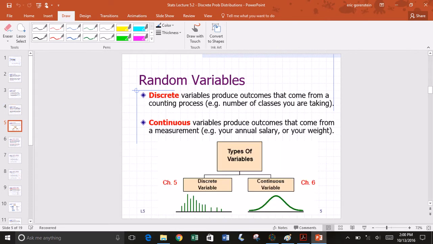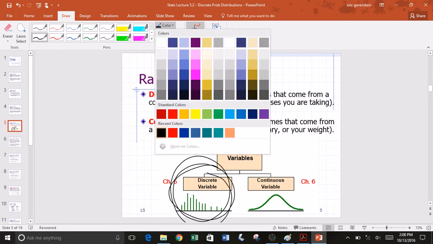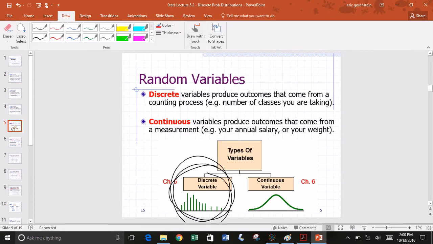So like I said, we'll talk about two different types of random variables. In this set of notes, we'll focus specifically on the discrete case. So let me switch here. We'll focus specifically on the discrete case.